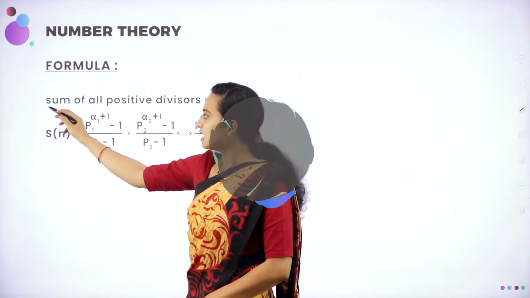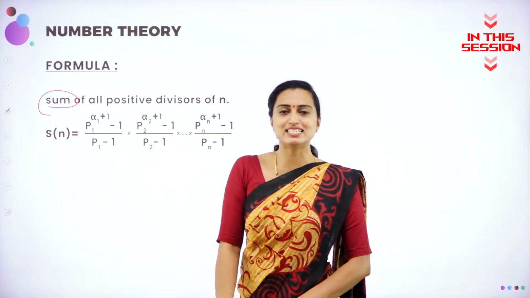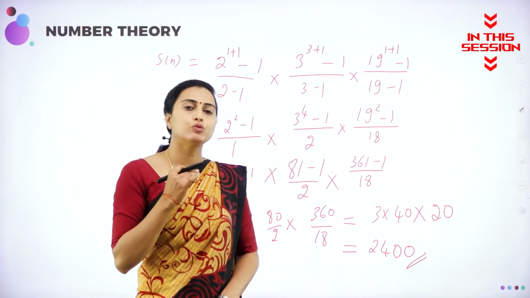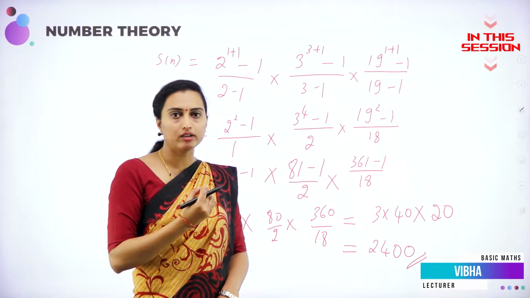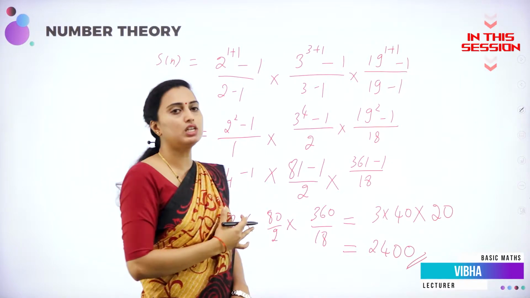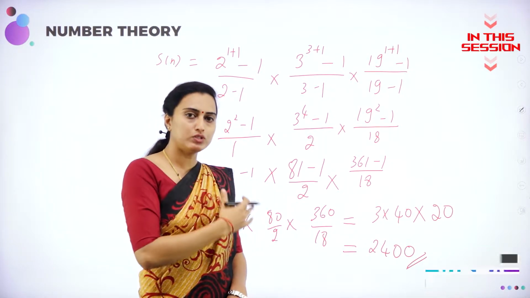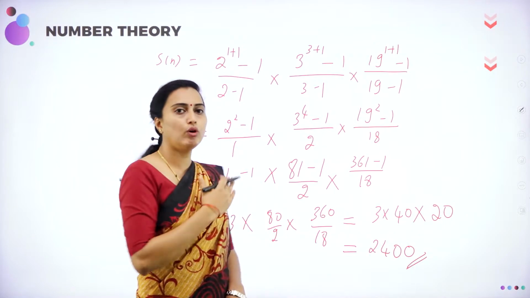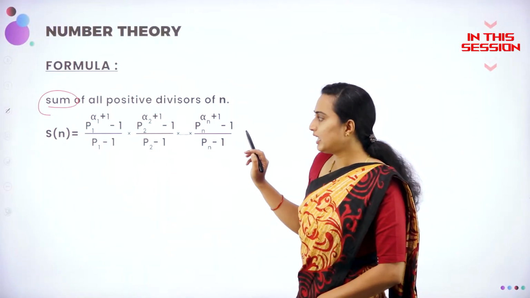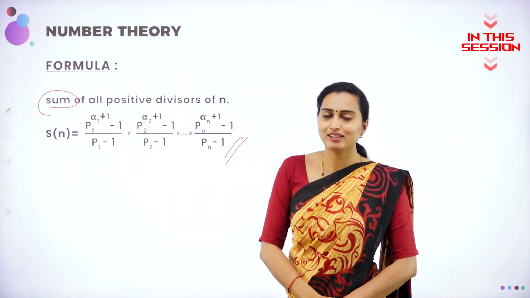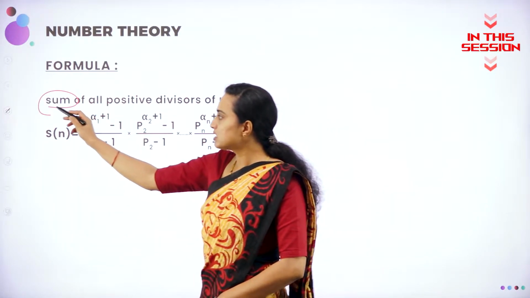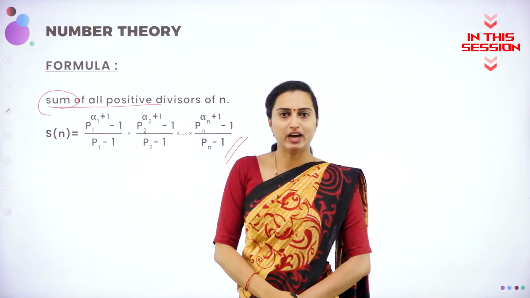The formula of sum of all positive divisors is denoted by S of n. So if you check the textbook answer, it will sometimes be wrong. So please see the procedure that we have done. If the procedure is right, then the answer will also be right. Be careful. You have to remember this formula to solve the problems to find the sum of all positive divisors.